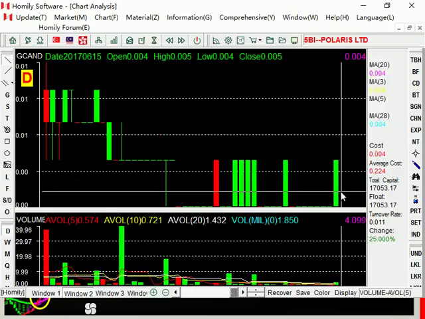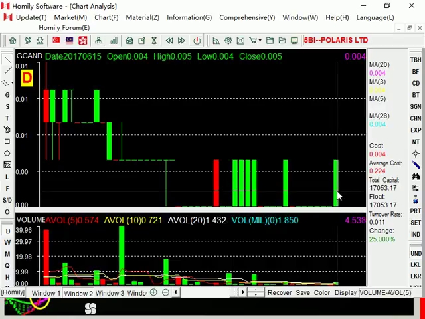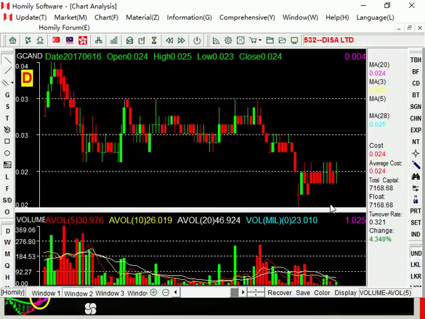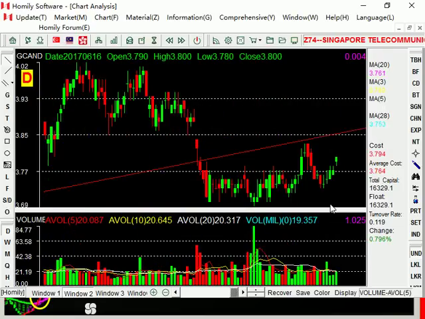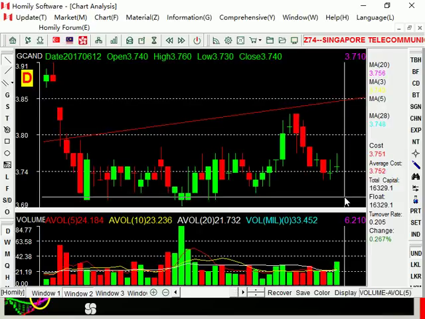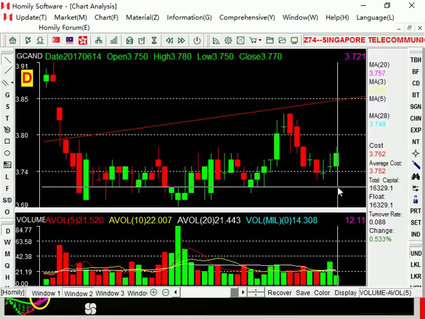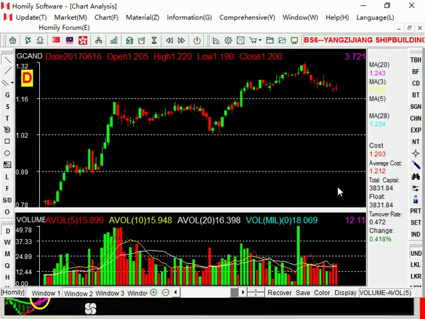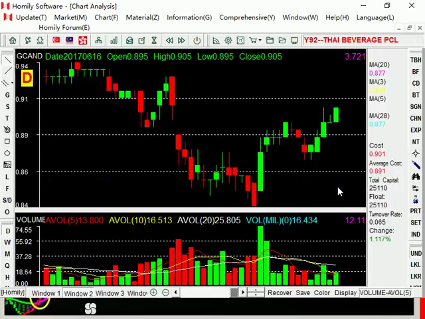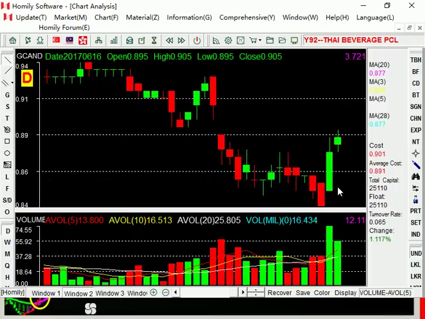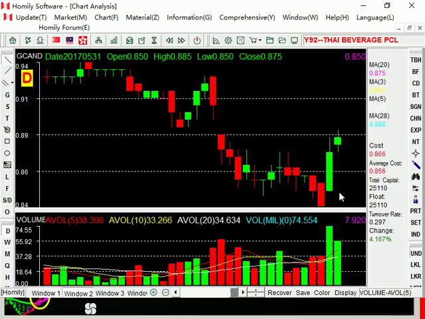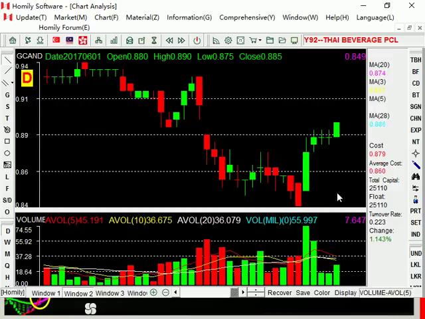So let's see this one. The change is already 25. Wait and see, because this one is a little dangerous. Okay, so let's see this one. Situations is not calm. So this is the method. Okay, so let's see this one. The change is 4%. Wait and see. Only 1%.